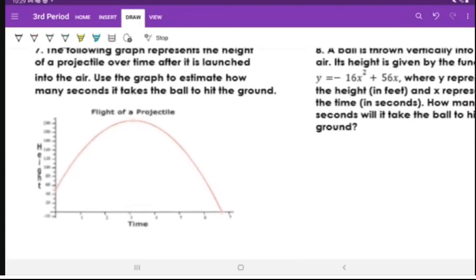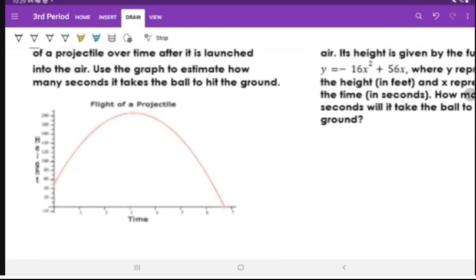The question is, how many seconds, which means time, so how many seconds will it take the ball to hit the ground? And hit the ground means height. So can I get a volunteer to tell me, if something's hitting the ground, at that moment, what is the height of that thing? Volunteer? 0.